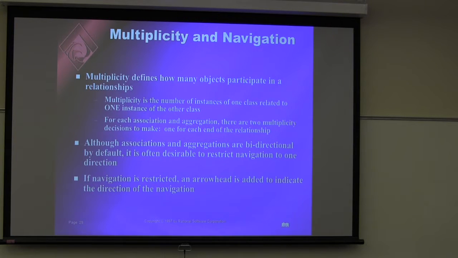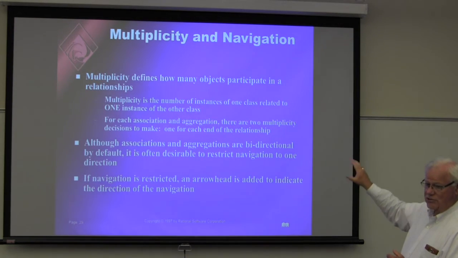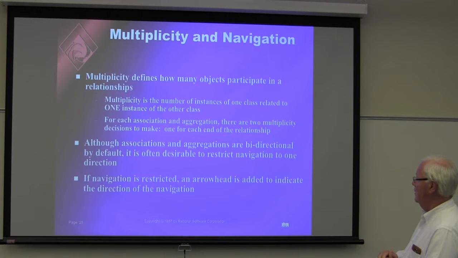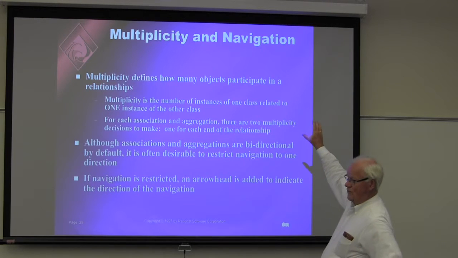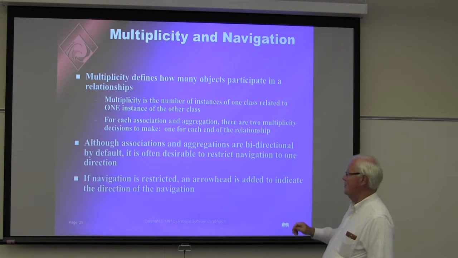So multiplicity and navigation. Multiplicity defines how many objects participate in relationships. It's the number of instances of one class related to one instance of the other class. So we could have a class that causes 5 things to happen in another class. And that could be like that course and course offering connection. The multiplicity there could be that although we know there's a course for Math 101, there are 10 sections. So that would be the multiplicity.